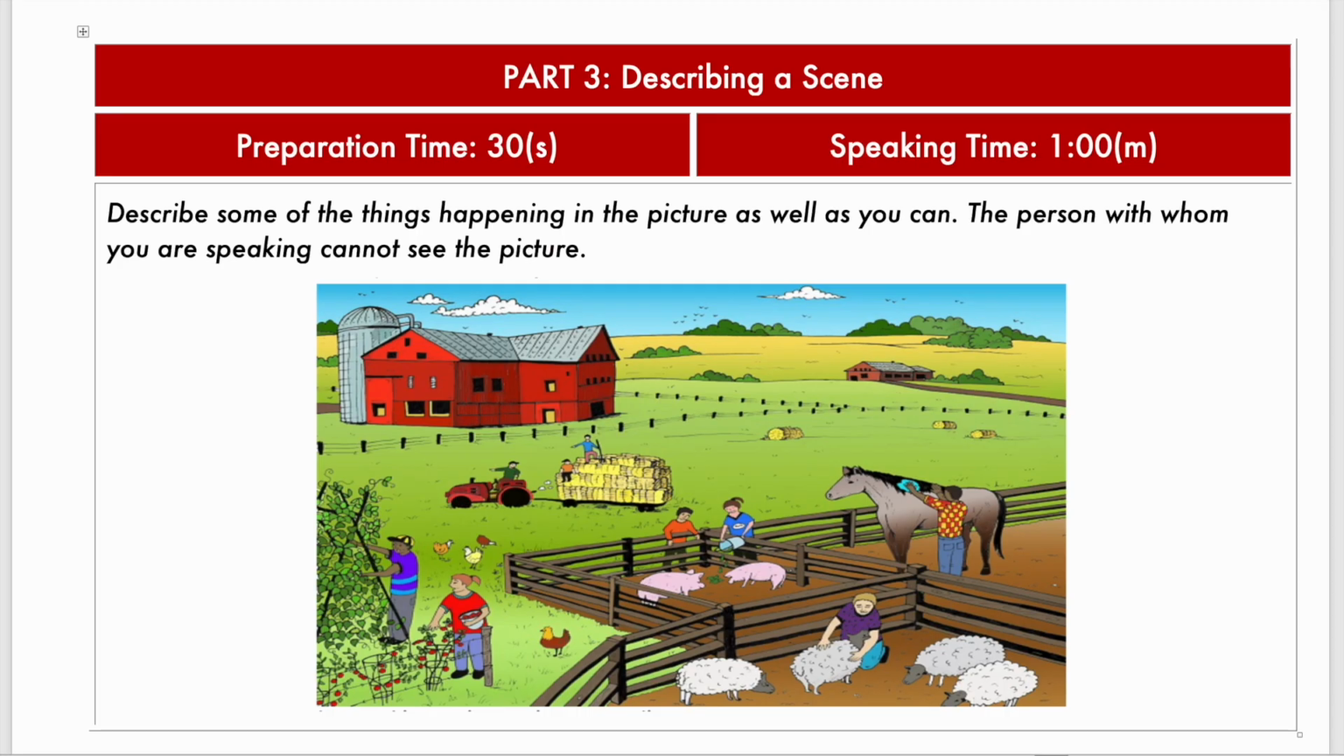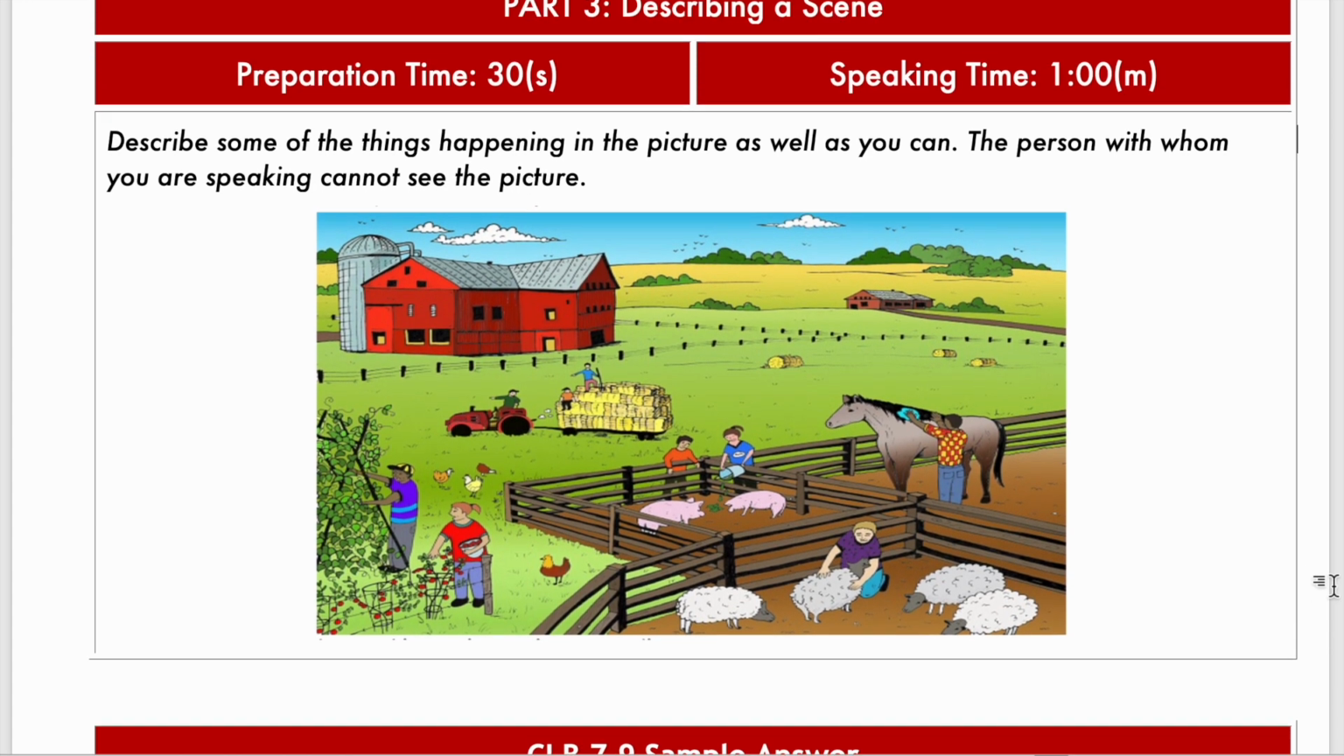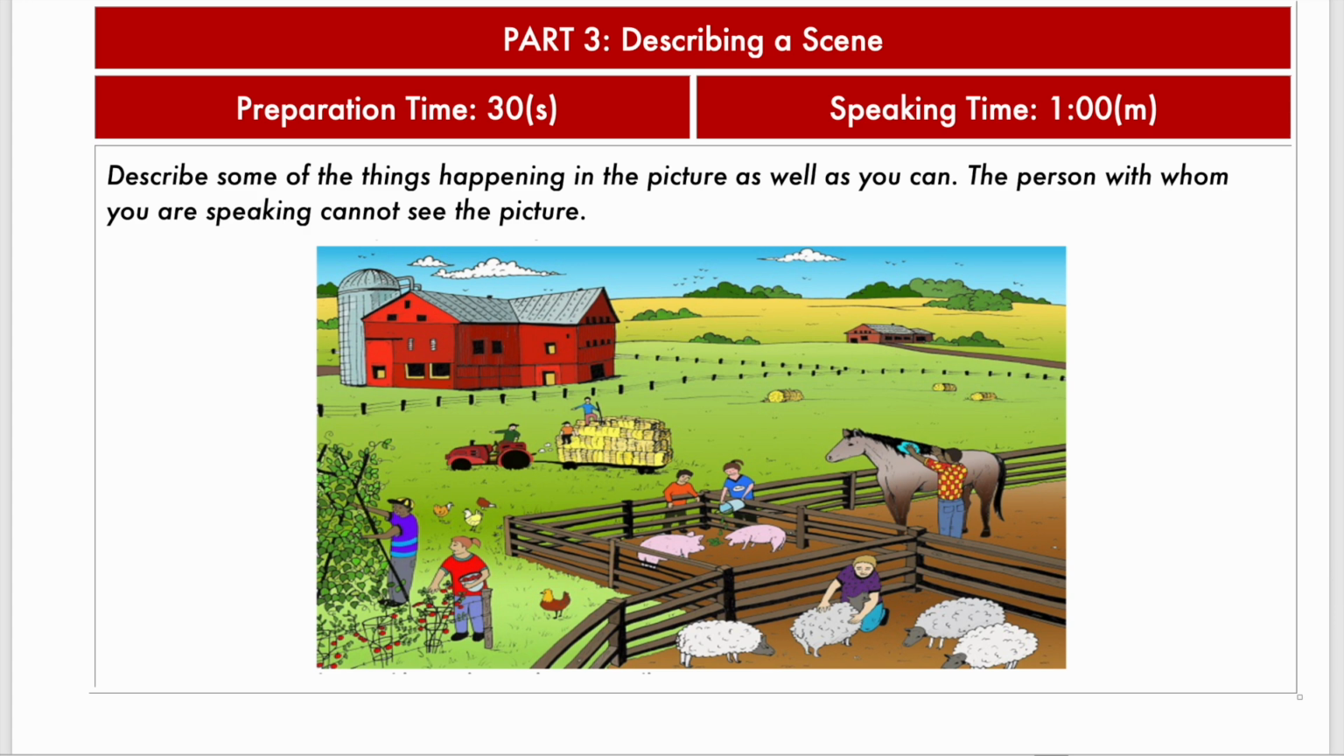So everyone, here we are in part 3, describing a scene. And we're going to try to build a CLB 7 to 9 answer, okay? Now, firstly, I'd like to say that this question can improve your score for a higher level. It can if you use strong language, okay? I will try to show or demonstrate that to you. Because this question, the complexity is level 4 to 6, okay?